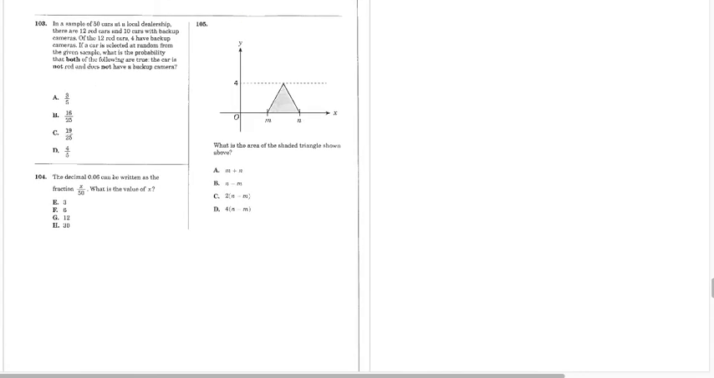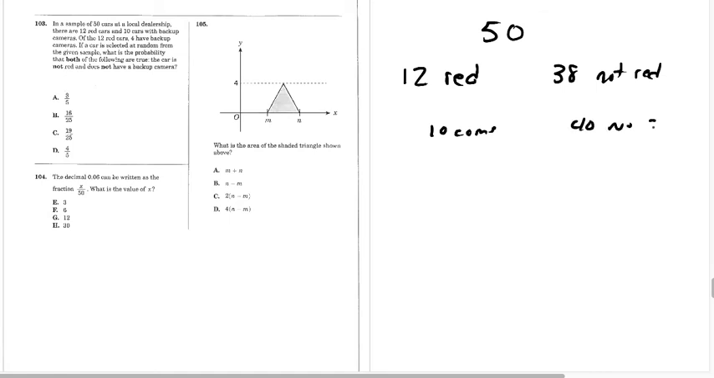All right, number 103. How many are we doing? 2 more problems. Okay, we got 50 cars. Let's start there. 12 are red, which means 38 are not red. And we have 10 cameras, so 40 no cameras. And let's see, of these 12 red cars, there are 4 with cameras. So that means of these 38 cars, there's 6 over here with cameras.